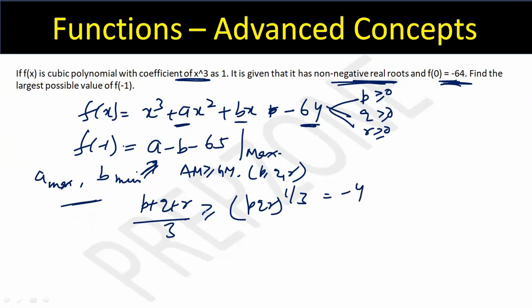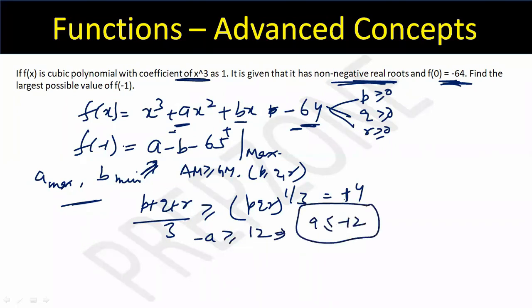So yahan se mujhe mil gaya, P plus Q plus R has to be greater than equals to minus 12. P plus Q plus R is nothing but minus 8. Right, sum of the root is nothing but minus plus, okay, sorry, this will be minus, right? PQR will be plus 64 because signs go alternate, right? I'll have a minus here, I'll have a plus here, I'll have a minus here. So minus into minus is plus. This is 64 to the power 1 by 3, so this has to be plus 4. P plus Q plus R is nothing but minus A. Minus A has to be greater than or equals to 12, which means A has to be less than or equals to minus 12, which means A का मैक्सिमम वैल्यू कैन बी माइनस 12.